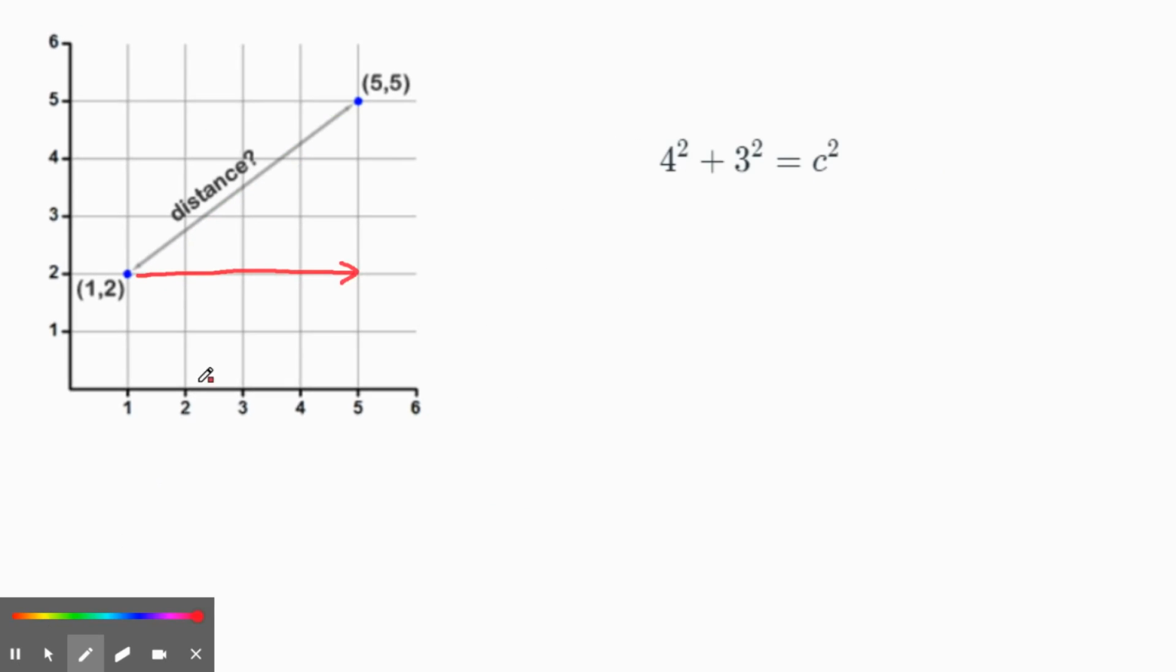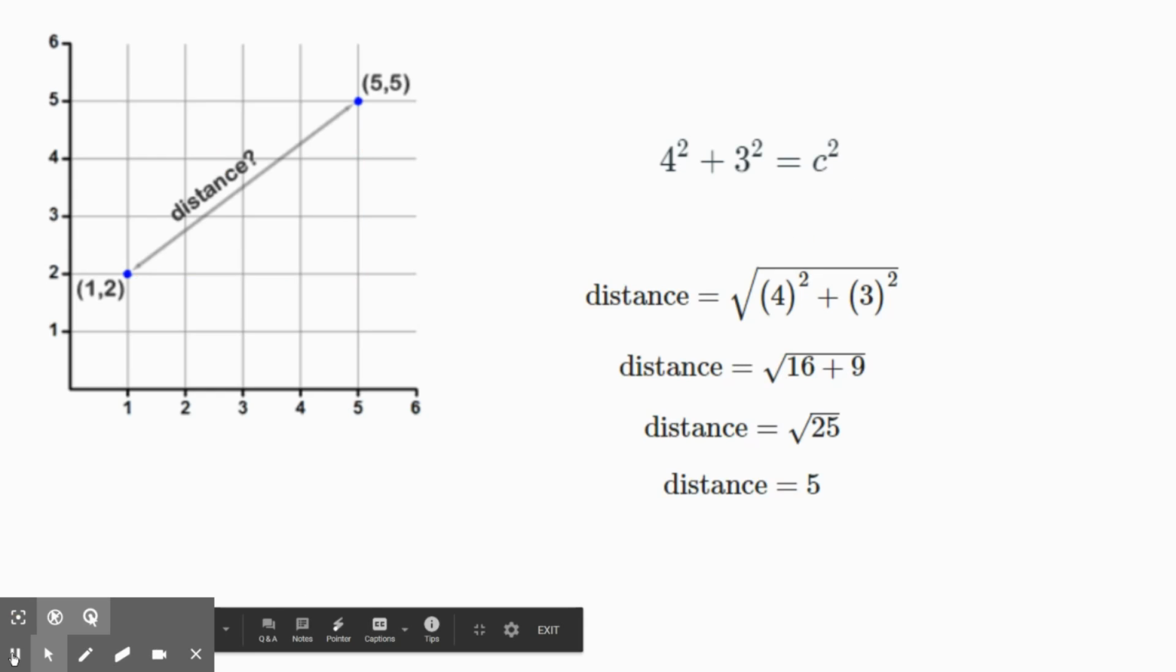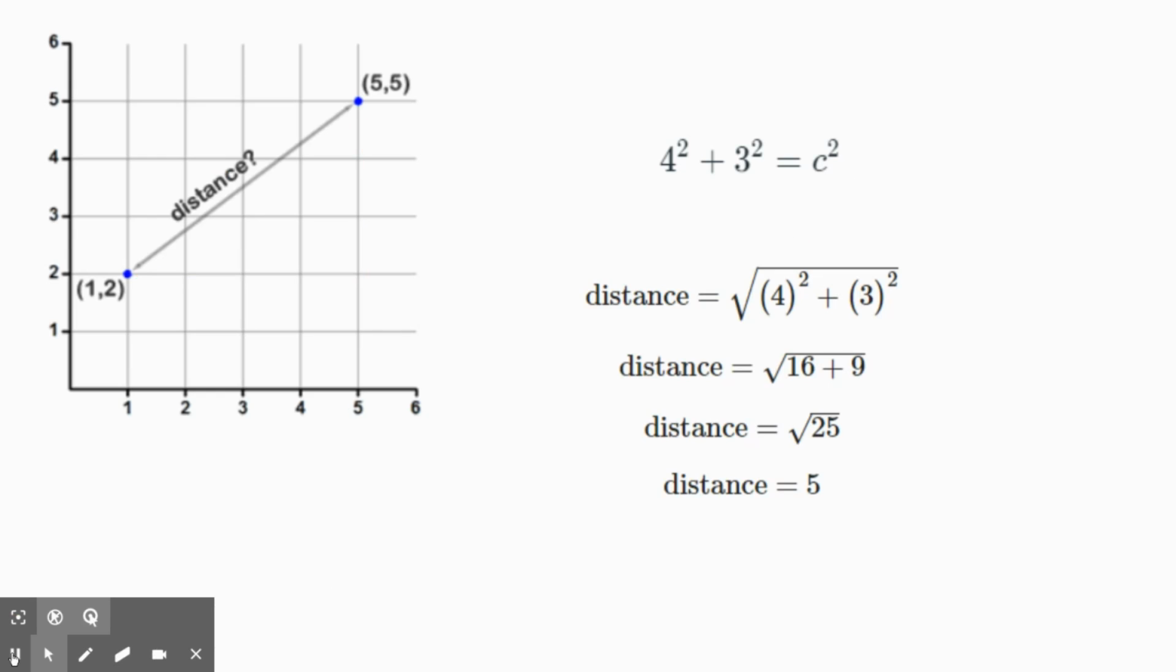In this particular problem, we are traveling 4 units to the right and then 3 units up, making a right triangle. According to Pythagorean theorem, to solve for c, the hypotenuse or the distance, we would say 4 squared plus 3 squared is equal to c squared. And then we just solve for c. 4 squared is 16, 3 squared is 9, square root of 25 is 5. So the distance between these 2 points is 5.